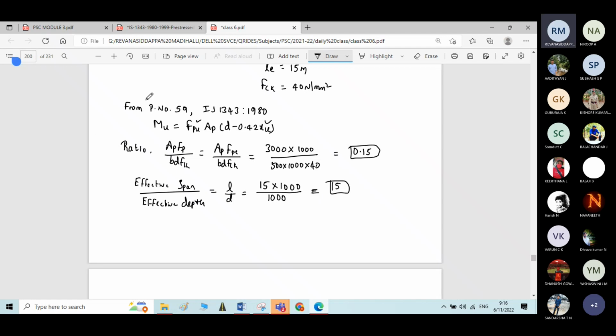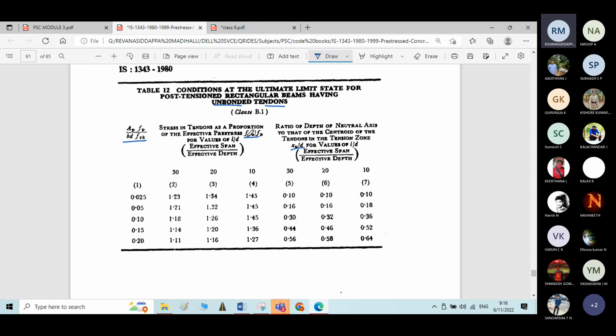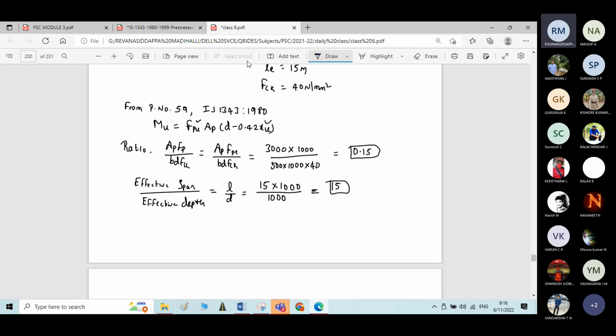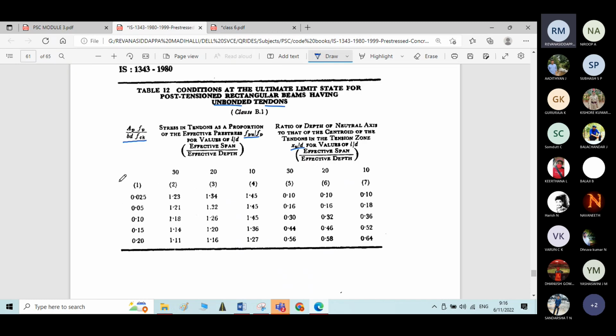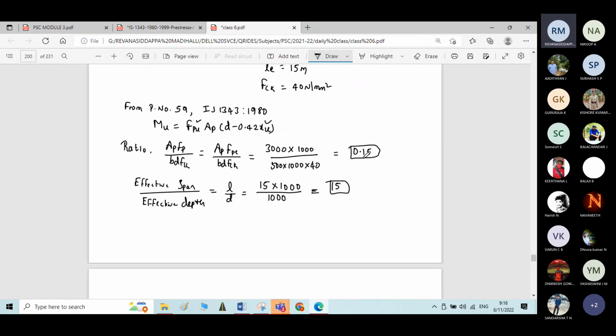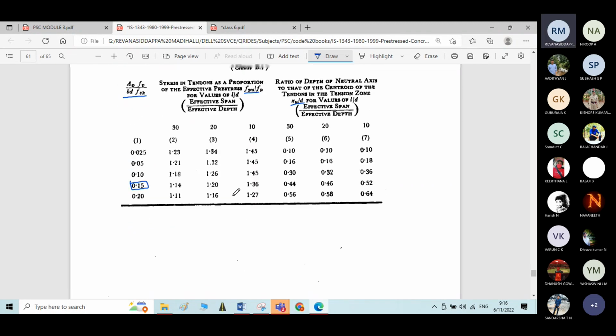Okay. Now corresponding to AP FP by BD FCK is equal to 0.15 and L by D ratio is equal to 15, we have to obtain the FPU by FP value and XU by D value. So what is the value of AP FP by BD FCK? It is 0.15. Here we have that value. Then what is the L by D ratio? We got L by D ratio as 15.